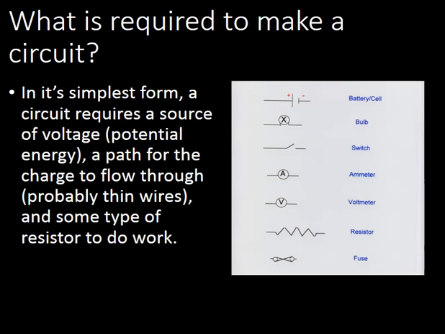On the right side of the slide, you'll see symbols that are commonly used in circuit diagrams to show different things, like the battery, which would be your voltage source, bulbs or resistors. You could use either one of those two symbols interchangeably for different bulbs and resistors in there. Switches, which basically are used to turn off or on the flow of the current.